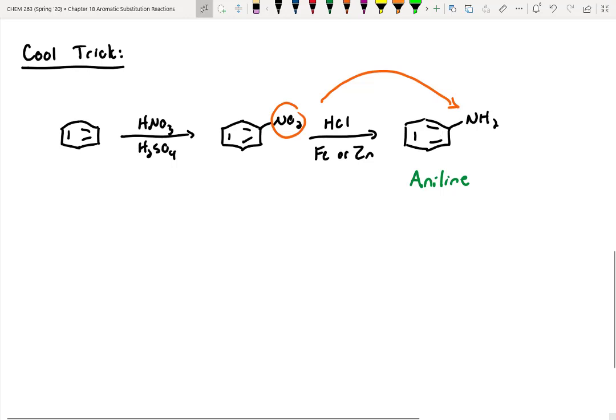All right, so that's where we're going to stop today. For tomorrow's video, we'll look at Friedel-Crafts alkylation and Friedel-Crafts acylation reactions.